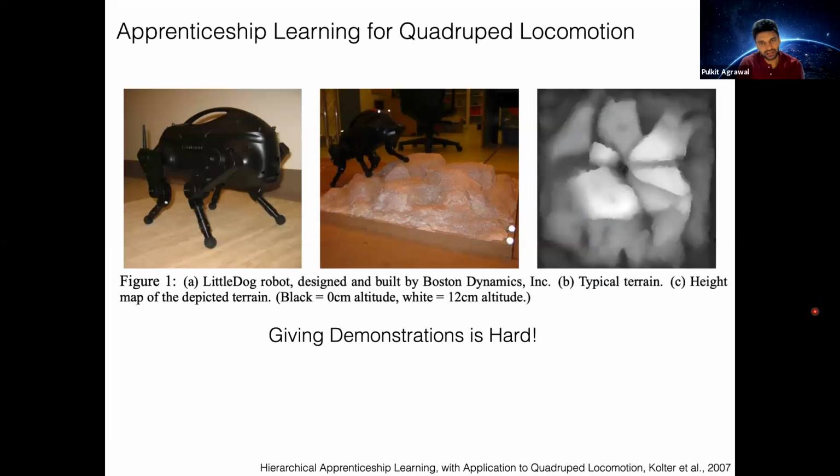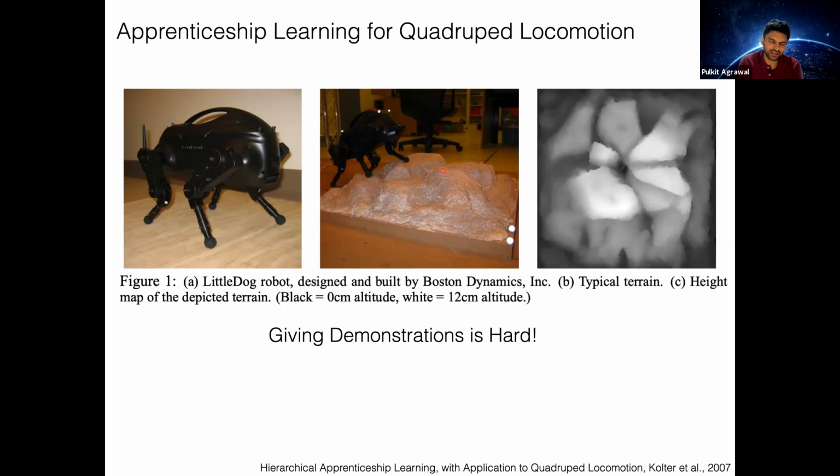A second example is in quadruped locomotion. Here is a little dog robot, which is a precursor to Boston Dynamics Spot robots, almost 15 years back. What we want this robot to do is go over this terrain. On the right, what you're seeing is the height map, where white means it's a big bump, and if it is black, it means it's flat. The bumps are shown over here.